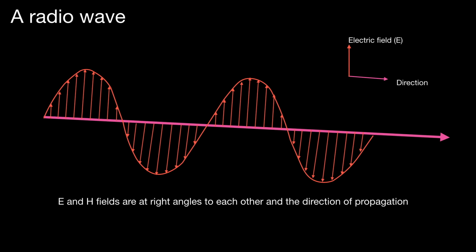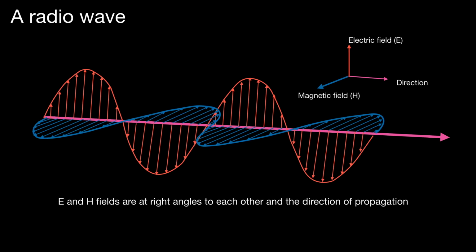Now we can add in the H field, and it's a bit difficult to draw this 3D representation on a 2D screen, but if you can imagine the H field, or the magnetic field, coming in and out of the screen. So the H field is at right angles to both the E field and the direction. So if we look at one wavelength there, I've taken it between 2 peaks, so that's 1 lambda at this particular frequency, between 2 peaks.